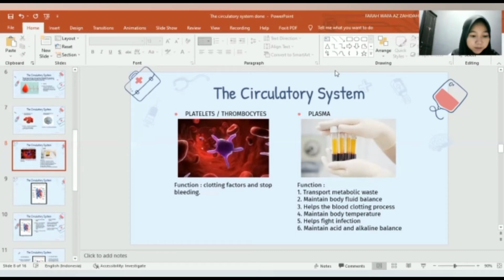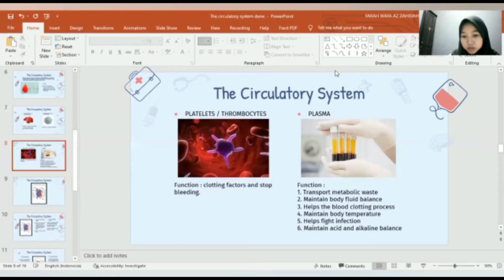Fifth, plasma. Plasma is a yellowish liquid that holds the different types of blood cells in suspension and allows them to flow throughout the body. It makes up about 55% of the body's total blood volume, with red blood cells, white blood cells, and platelets together making up the remaining 45%.